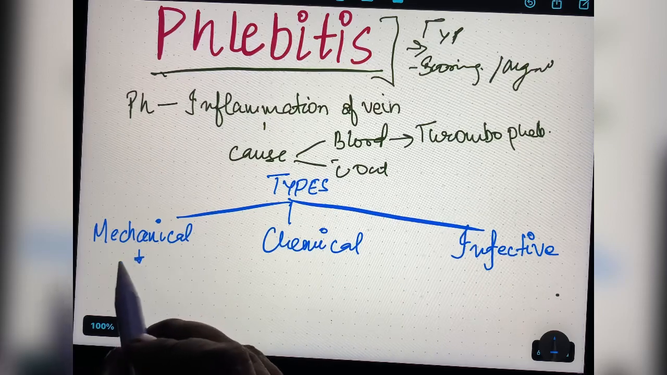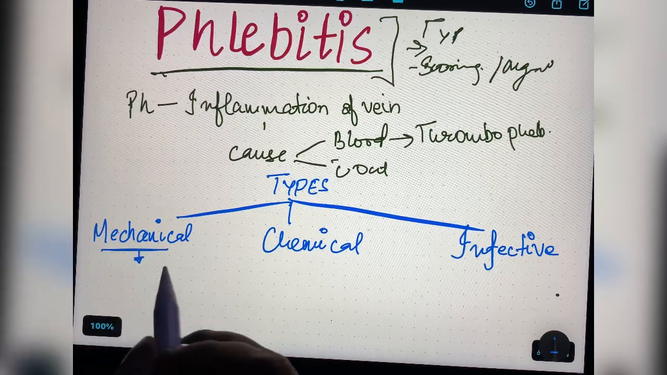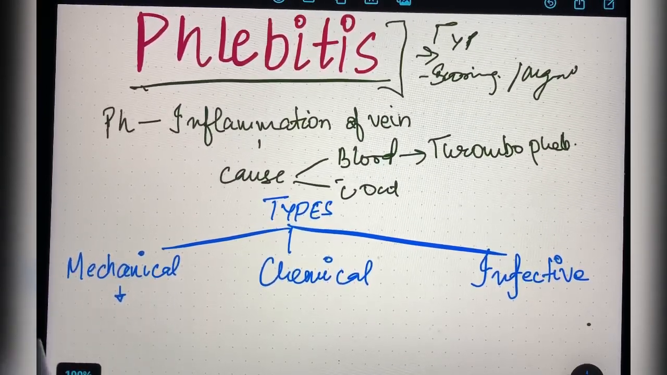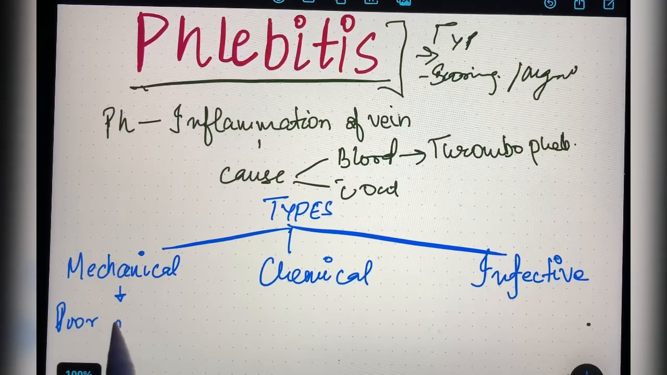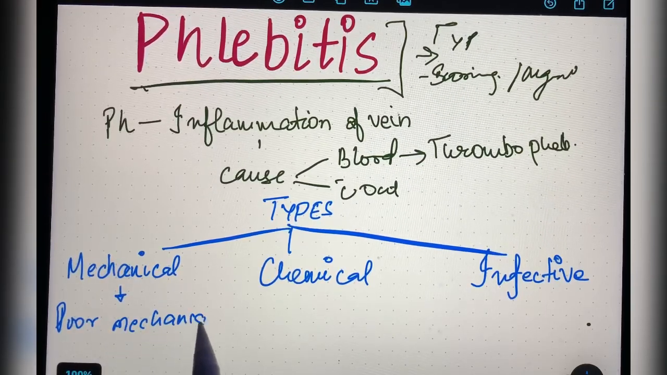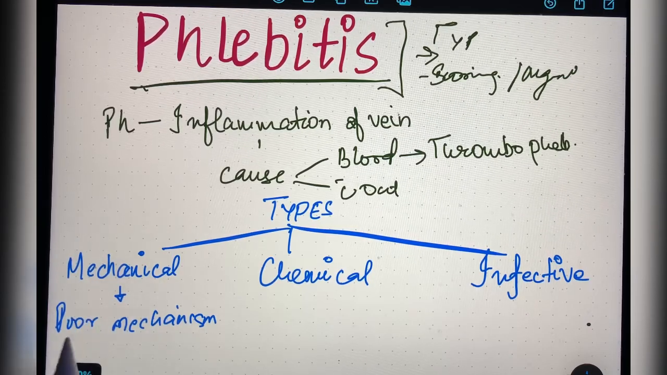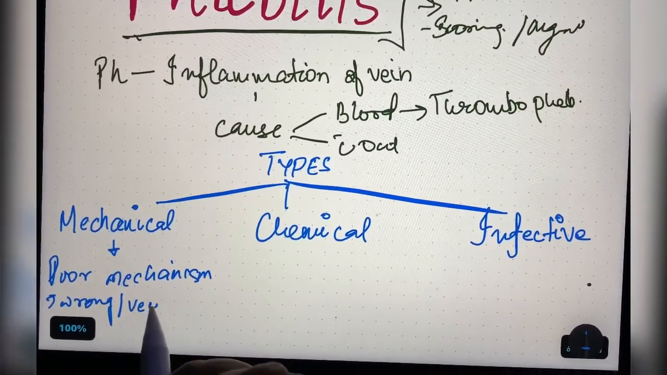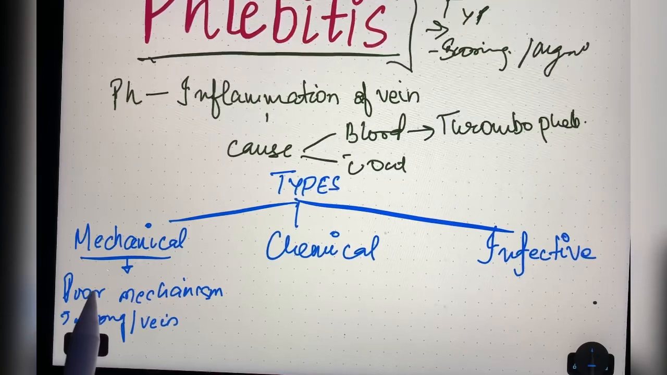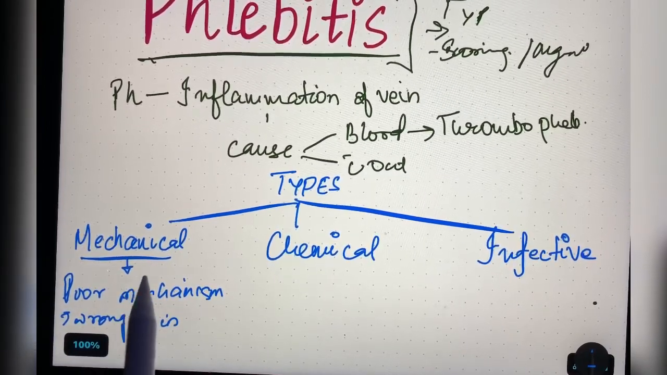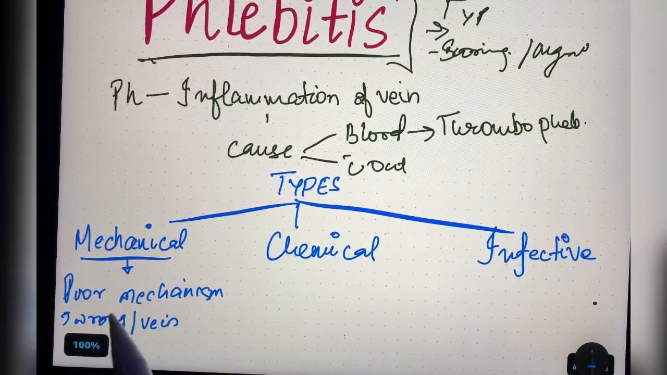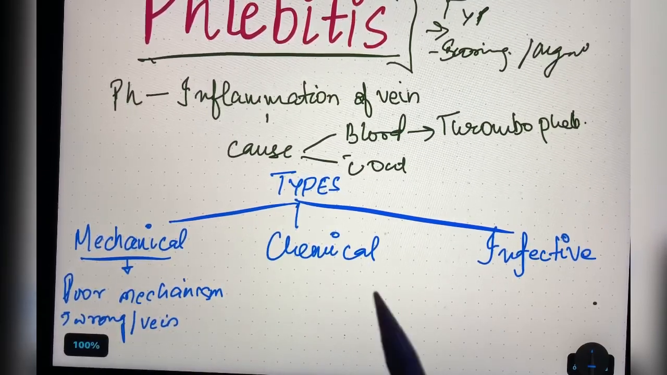Mechanical phlebitis, as the name tells, is due to poor mechanics. That means if the person who is putting in the IV cannula is not competent, or is untrained in putting in the IV cannula, or there is a wrong selection of cannula or vein, that leads to mechanical phlebitis. If the person is not competent enough to put in the IV cannula in a single attempt, the patient may have a chance to develop IV phlebitis.